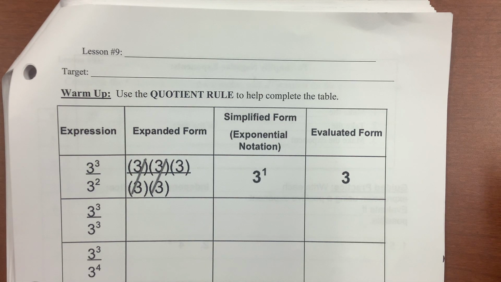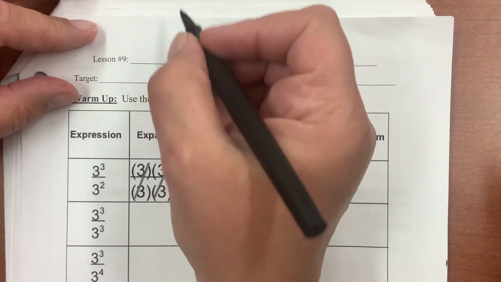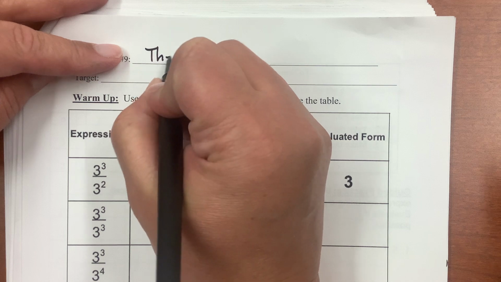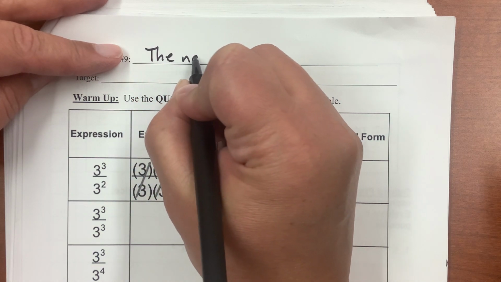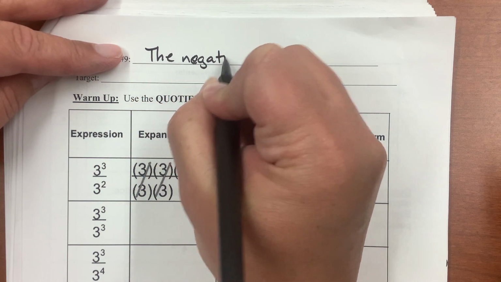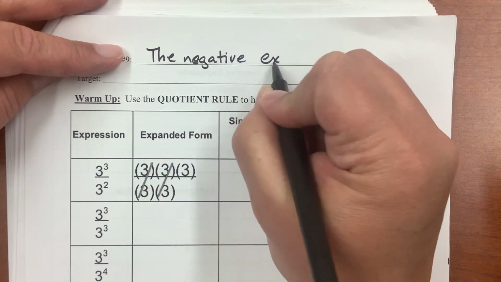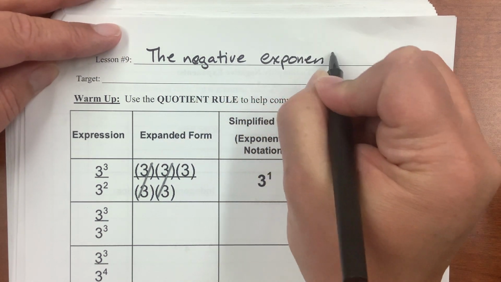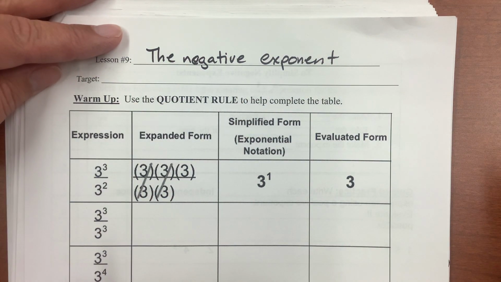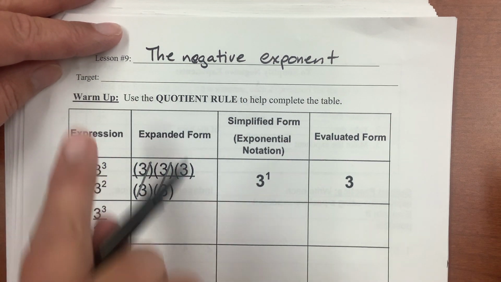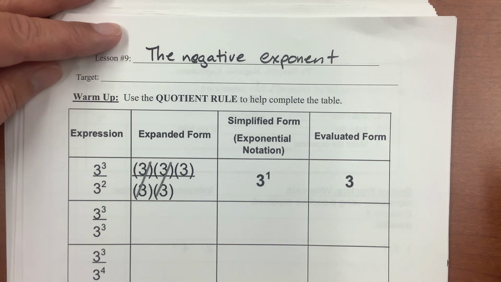We are in Unit 1, Chapter 1, Lesson 9: the negative exponent. We've seen negative exponents, but what do they mean? Let's find out. All right, let's do the warm-up first and then go back and take a look at the target.